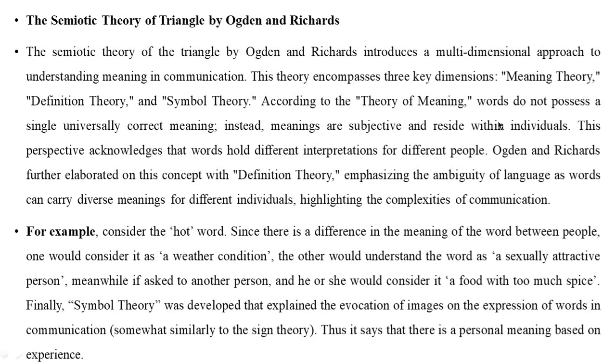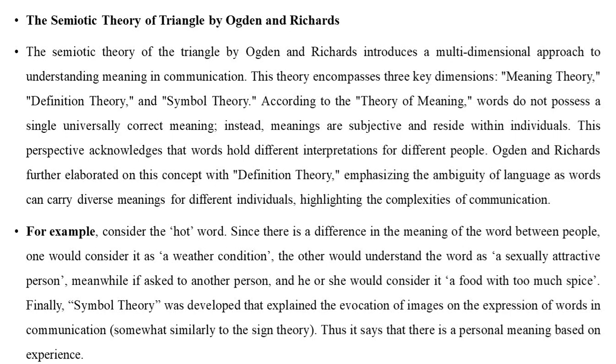According to the theory of meaning, words do not possess a single universally correct meaning. Instead, meanings are subjective and reside within individuals. Something for me has a different meaning. I define it in a different way, and you might define it in a different way. So words do not have one universal meaning; they can have many. This perspective acknowledges that words hold different interpretations for different people.